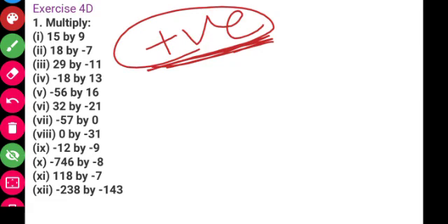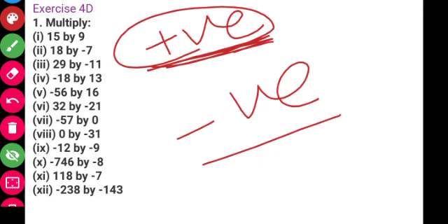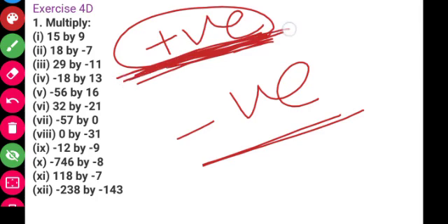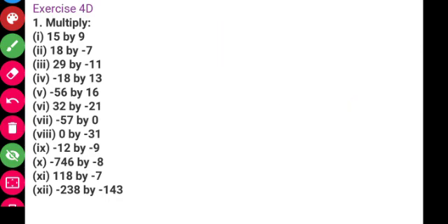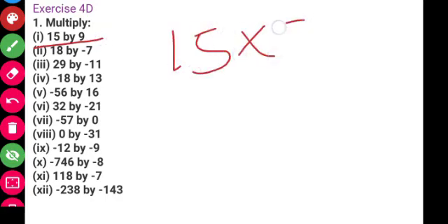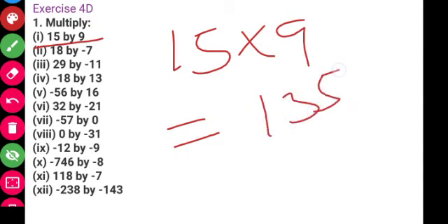And when you multiply or divide two integers of different signs, then its answer will be negative. So remember only two things. First, when both have the same sign, the answer will be positive. When both have different signs, it will be negative. So let's multiply. Here it is given 59 by 9. 59 into 9, both have the same sign, so the answer will be positive. 59 into 9 is 531, so the answer will be in plus.